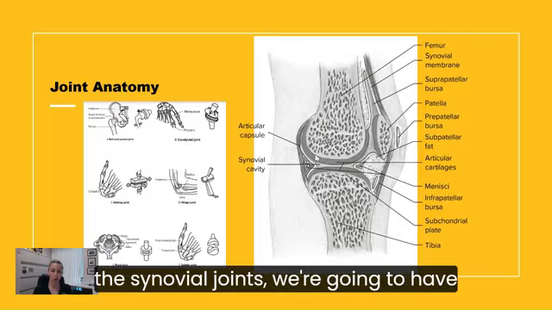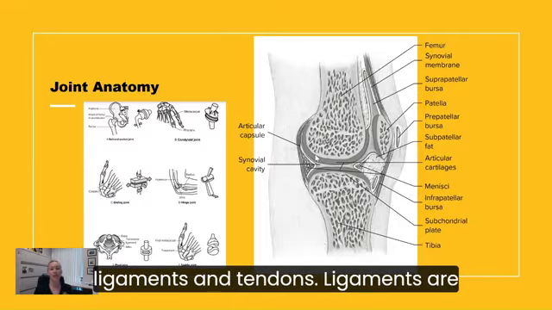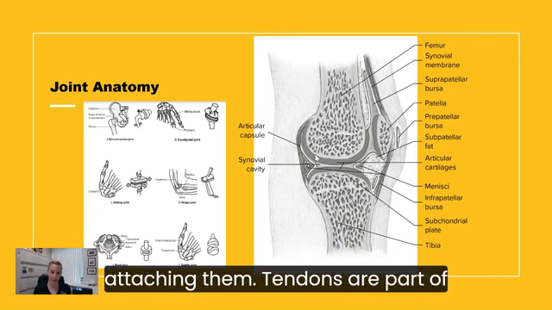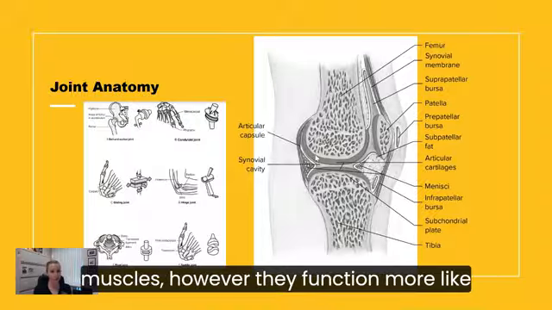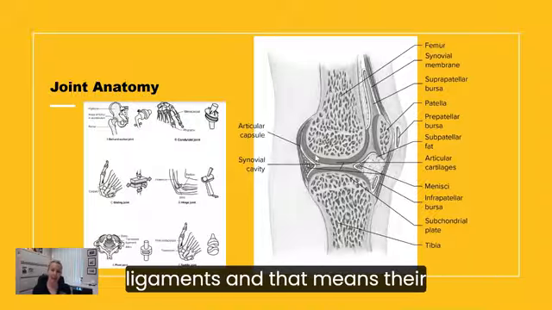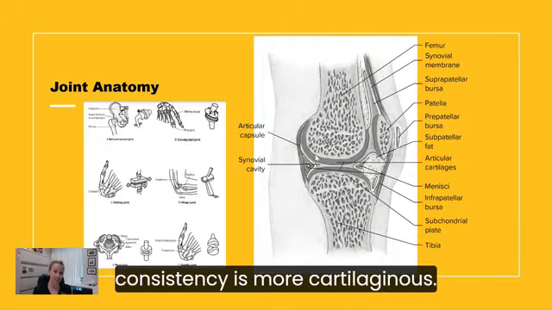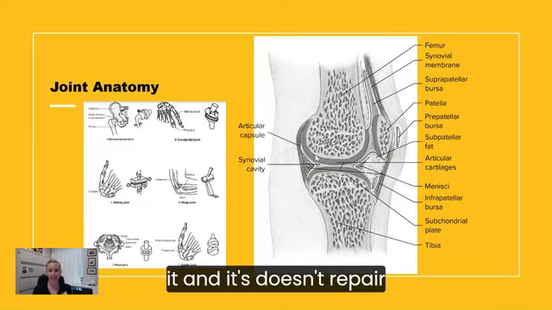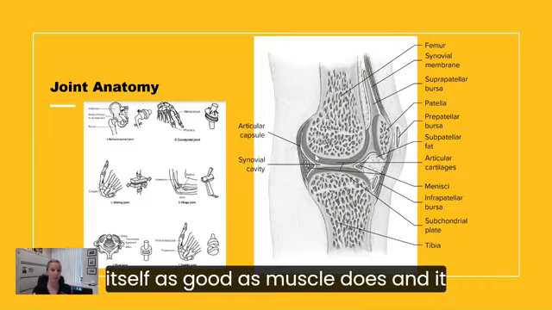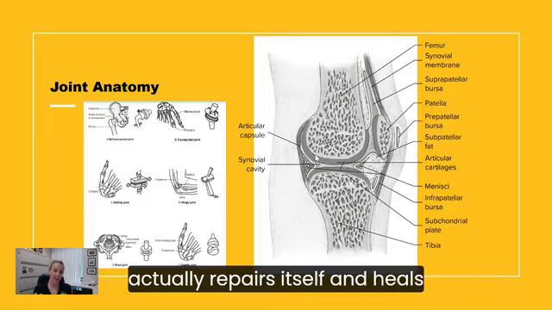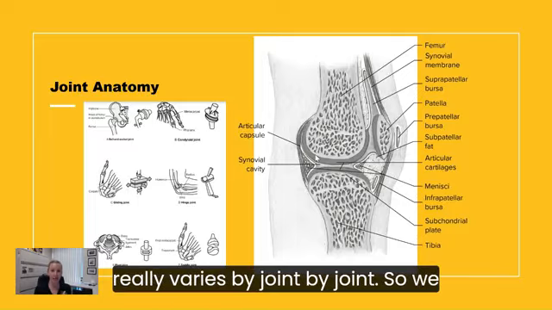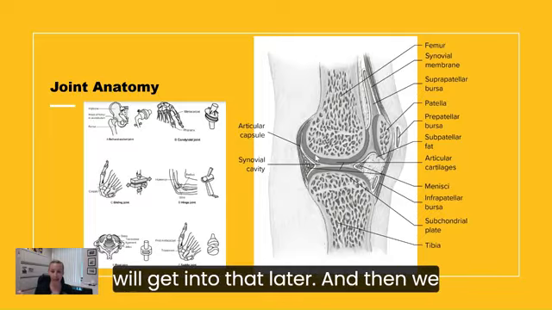Additionally, in the synovial joints, we're going to have ligaments and tendons. Ligaments are attaching bone to bone, and tendons are transitioning muscle to bone and attaching them. Tendons are part of muscles, however, they function more like ligaments, and that means their consistency is more cartilaginous. It has a lot more collagen in it, and it doesn't repair itself as well as muscle does, and it actually repairs itself and heals more like ligaments. So it really varies by joint. So we will get into that later.